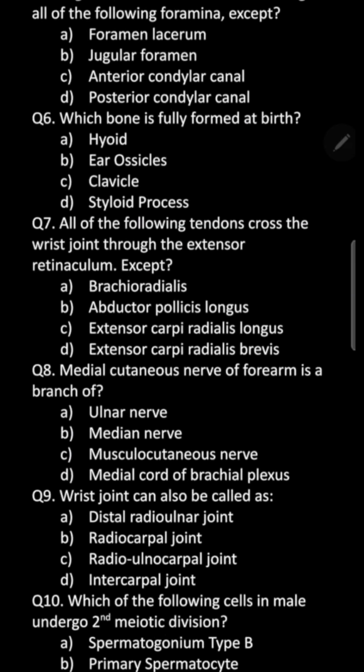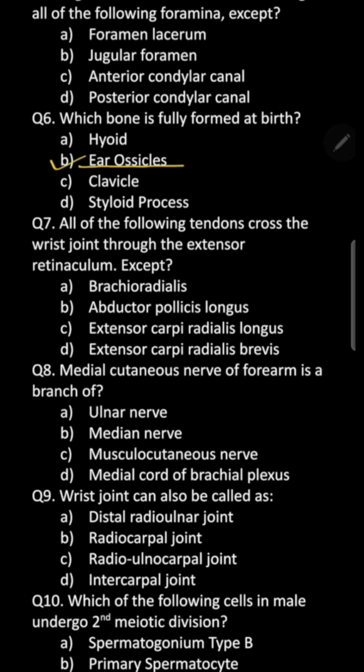Question number 6. Which bone is fully formed at birth? Hyoid bone, ear ossicles, clavicle, styloid process. So I hope you must be knowing this. It's an easy thing that ear ossicles develop before birth. These ear ossicles actually start forming in an embryo at around the 4th week of intrauterine life and get fully developed by the 4th month of intrauterine life, and gradually attain the adult size before birth. So a newborn baby is born with ear ossicles of the same size as that of adults. So you remember this point about ear ossicles.